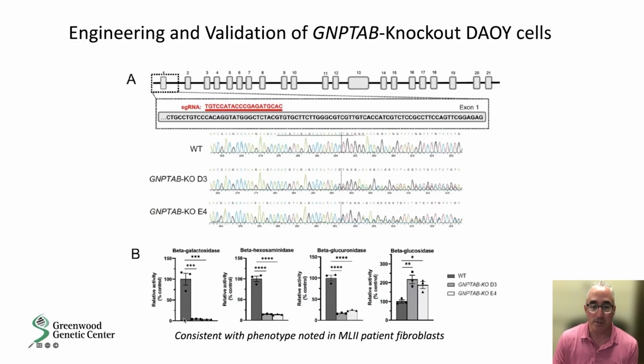And down here, you can see the content of intracellular enzyme activity, wild type, and then the 2 clones. And as we would expect for mucolipidosis II, we have really profound deficiency of several lysosomal enzymes, including beta-galactosidase, beta-hexosaminidase, and beta-glucuronidase. But you might notice over here, this curious finding, beta-glucosidase, which is the enzyme involved in Gaucher disease, actually has elevated activity. And that's because this is one of the few enzymes that actually doesn't utilize the mannose-6-phosphate pathway, but instead traffics to the lysosome by other mechanisms.